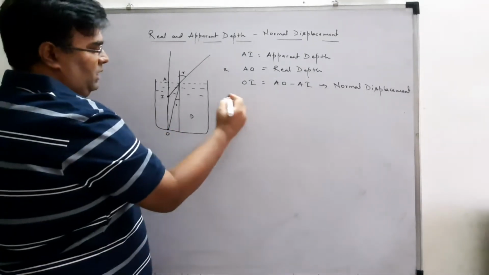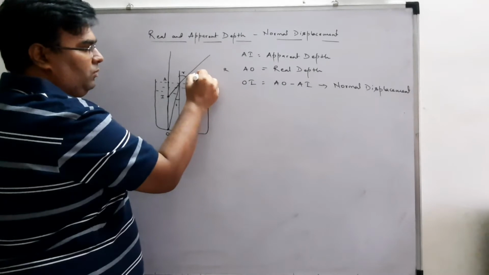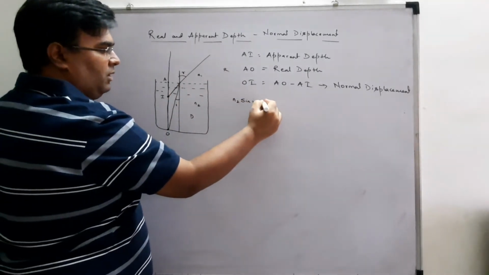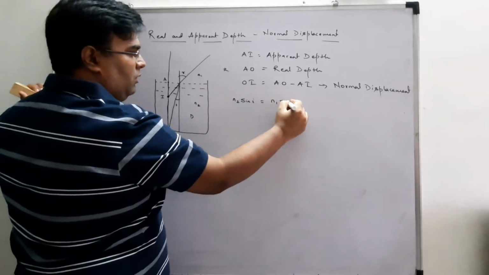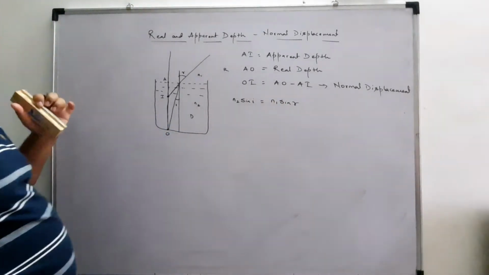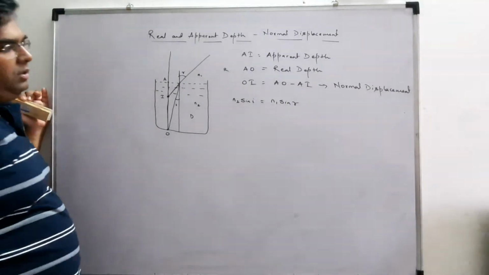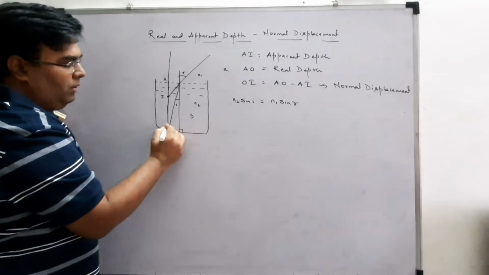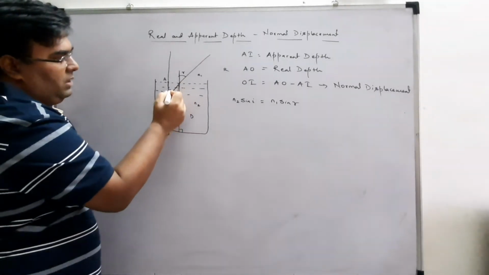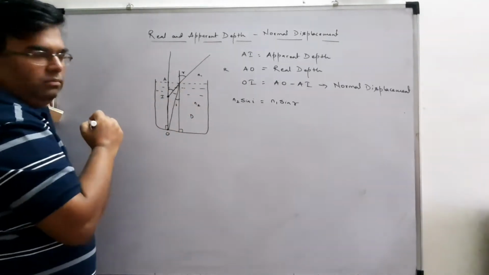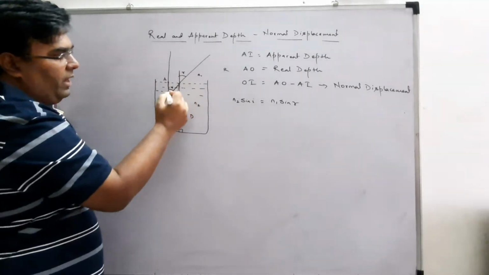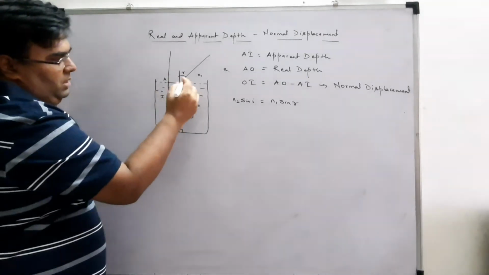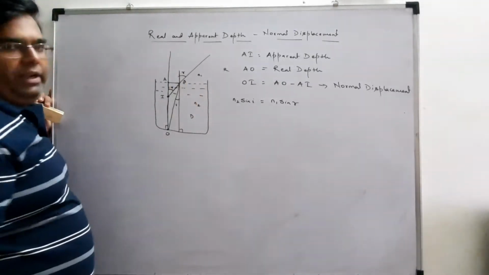Applying Snell's law, what can we write here? Suppose this is my N2, this is my N1. So N2 sine I is equal to N1 sine R. Now, since these two lines are parallel to each other, both are normal, we can say this angle R is the same as the corresponding angle here, and let us name this point B.